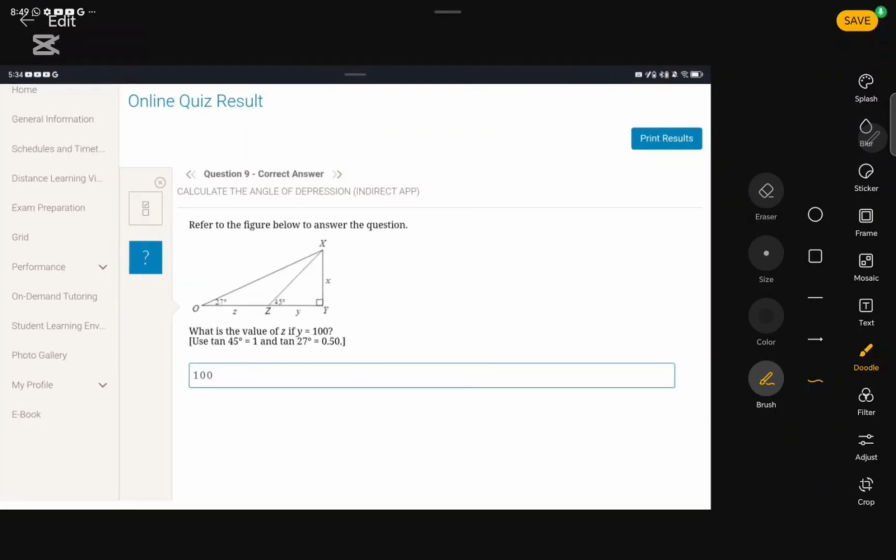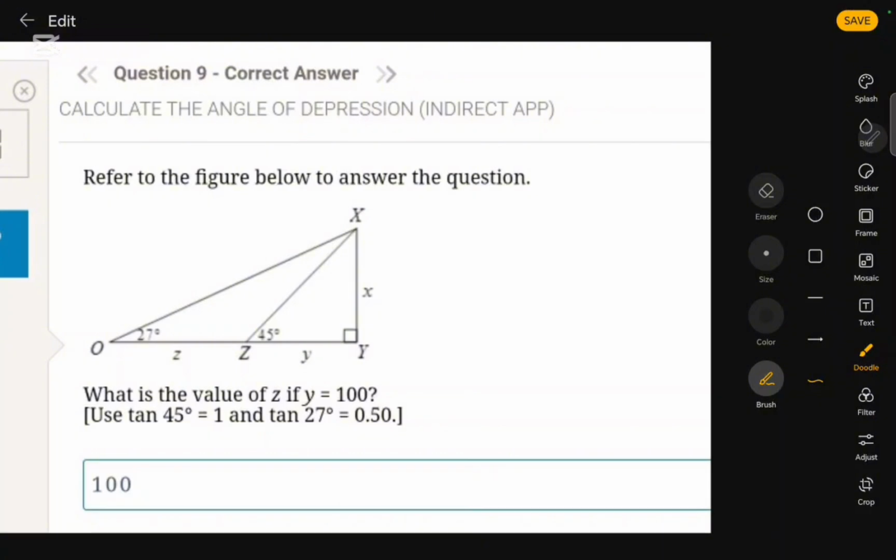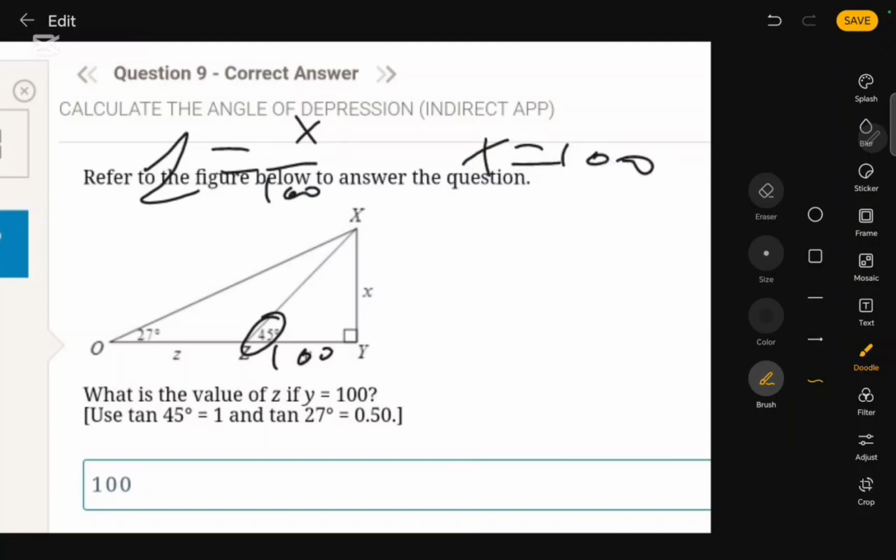Okay, for this one, it's super easy, okay? So what is the value of z if y equals 100? So y equals 100, we're gonna replace it over here by 100. To find x, because we wanna find x to find z. So to find x, we're gonna use this 45. They give us tan 45 equals 1. We know that tan is opposite over adjacent, so we're gonna use x over 100. Tan 45 is 1. 1 equals x over 100. X equals 100, okay?